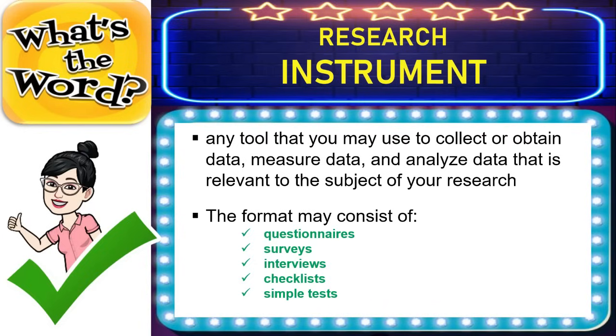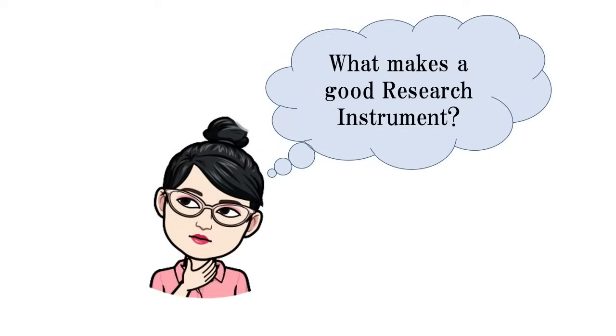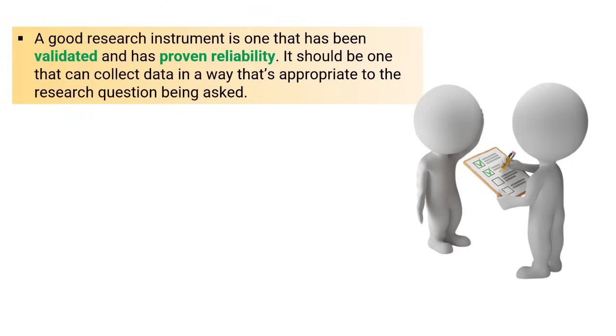The choice of which specific research instrument tool to use will be decided on by the researcher. What makes a good research instrument? A good research instrument is one that has been validated and has proven reliability. It should be one that can collect data in a way that's appropriate to the research question being asked.